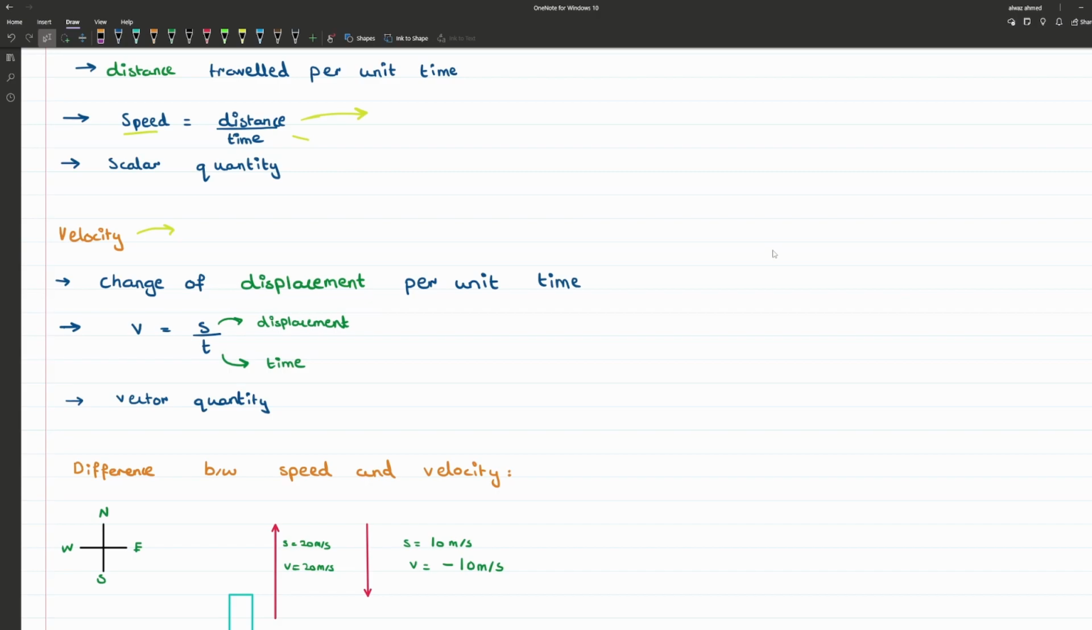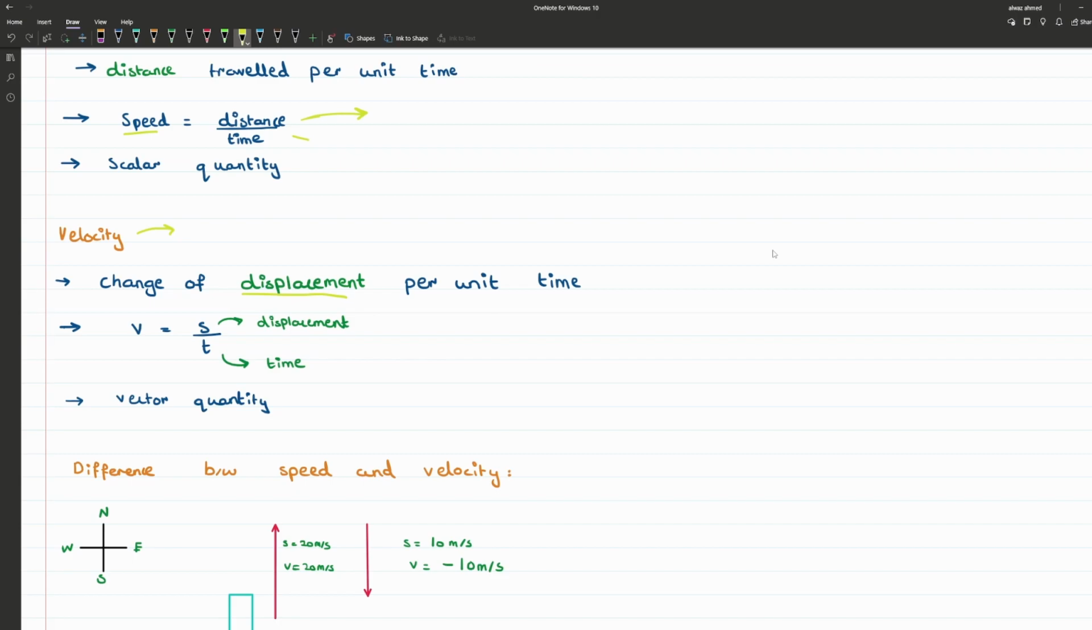Moving on, we have velocity. Velocity is the change of displacement per unit time. So the only difference between speed and velocity is the distance and displacement. Speed uses distance while velocity uses displacement, and we'll talk about this difference in a while. So let's continue. The formula for velocity is displacement over time.